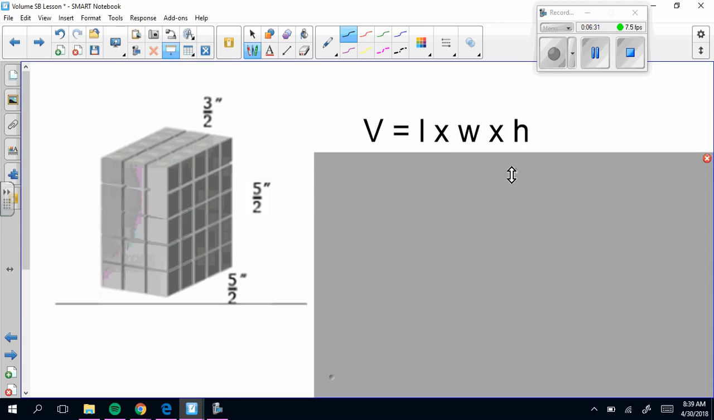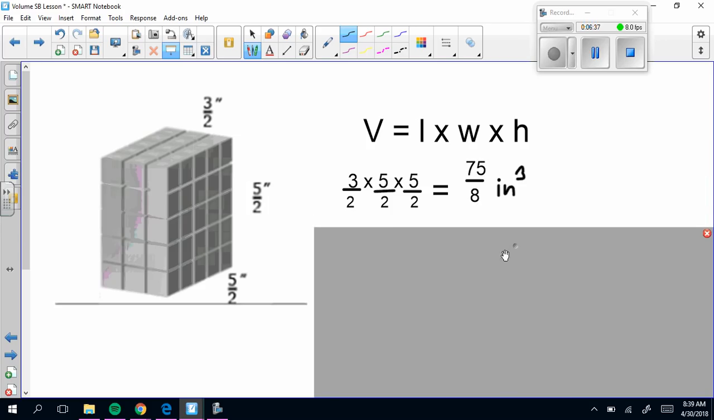Now our answer for this, you should have written the volume, which is length times width times height, and then using the fractional dimensions, you have 3 halves times 5 halves times 5 halves, which gives us 75 over 8. You can also write this as a mixed number. It's whatever you want. So 8 can go into 75 9 times, because 8 times 9 is 72, and we have 3 left over. So you're going to have 9 and 3/8 inches cubed. This tells us inches. So inches cubed. Go ahead and write that down.